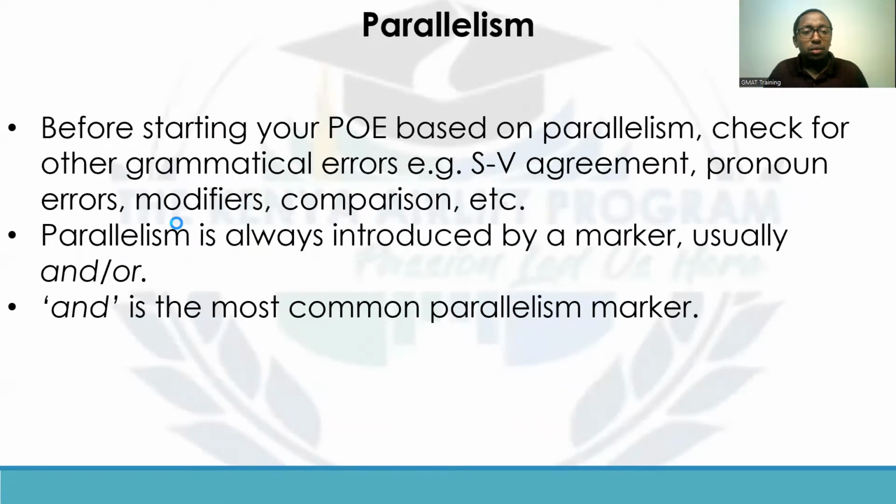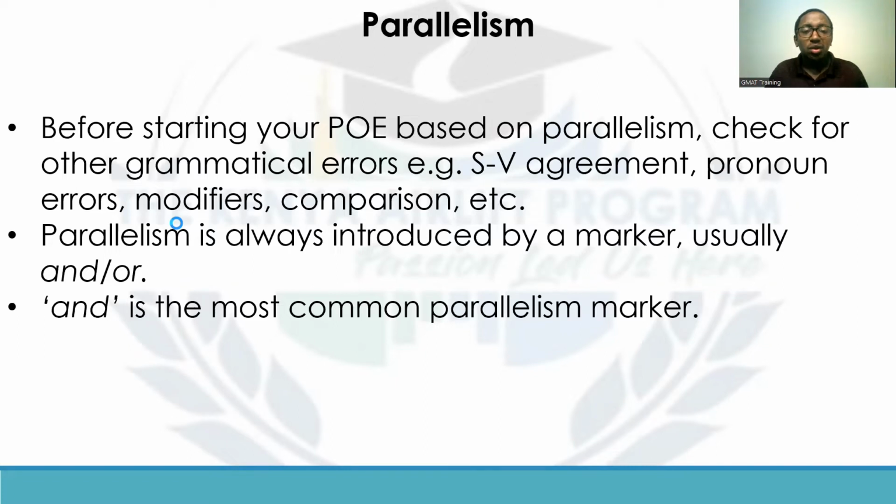Before starting your process of elimination based on parallelism, we check for other grammatical errors, that is subject-verb agreement, pronoun errors, modifiers, comparisons, etc. You'll find that parallelism is more about the construction of the sentence, and that's why it's one of the major errors that you'll find under sentence correction.